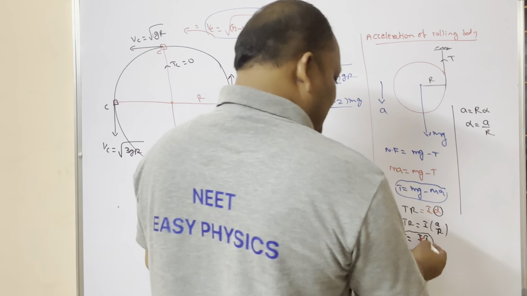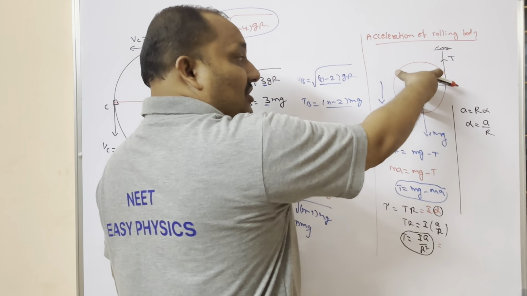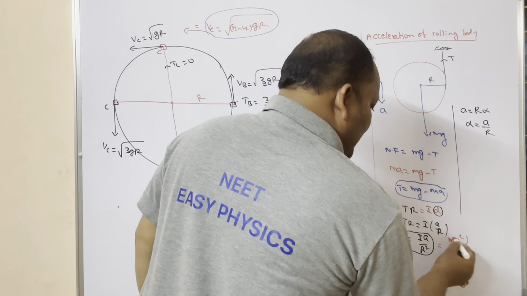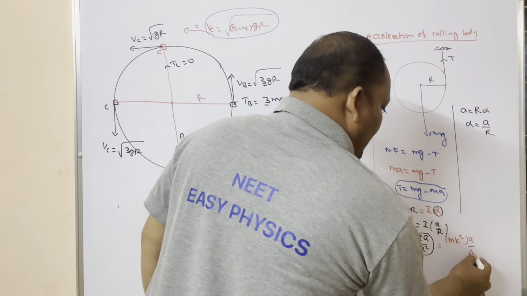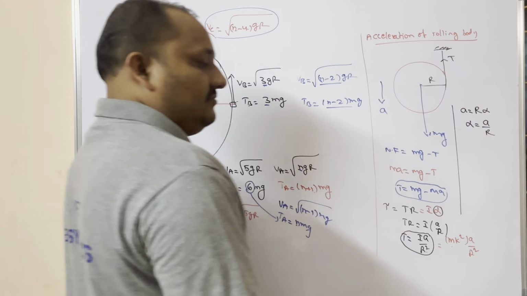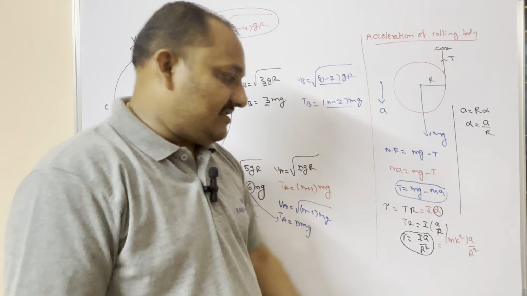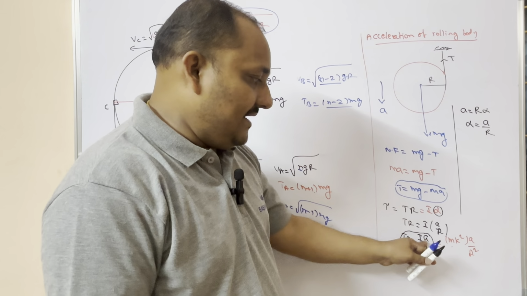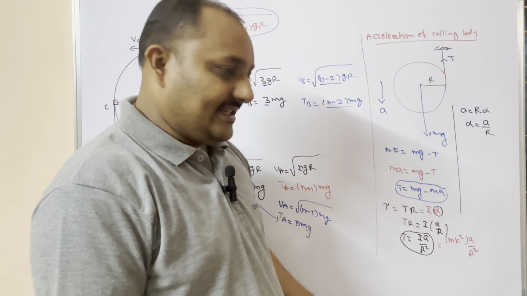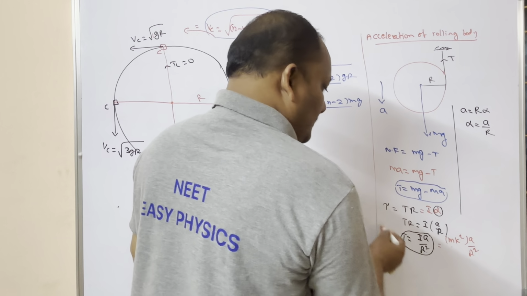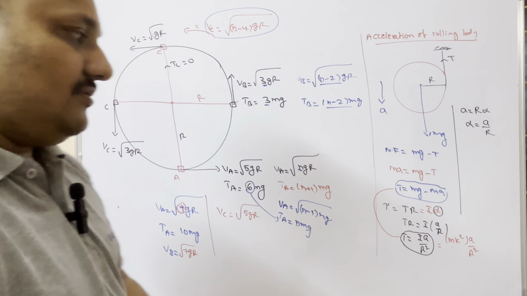Now what is I here? The moment of inertia of the rolling disk. I am going to write m k square into a by R square. In a rolling body we wrote m k square, like that. So I into a by R square, where a is acceleration and T is the tensional force. Now equate these two. Then what are we going to get?